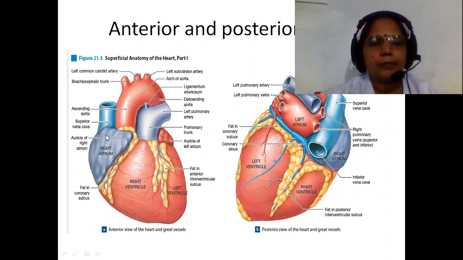This is the right atrium. This is the right ventricle. This is the left ventricle. And this is the left atrium. These are the four chambers of the heart.